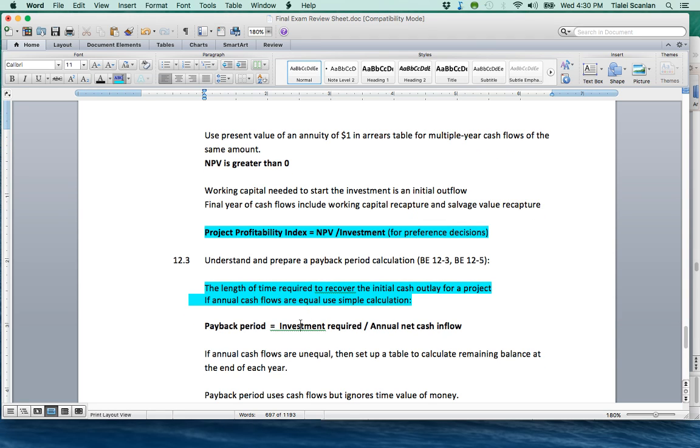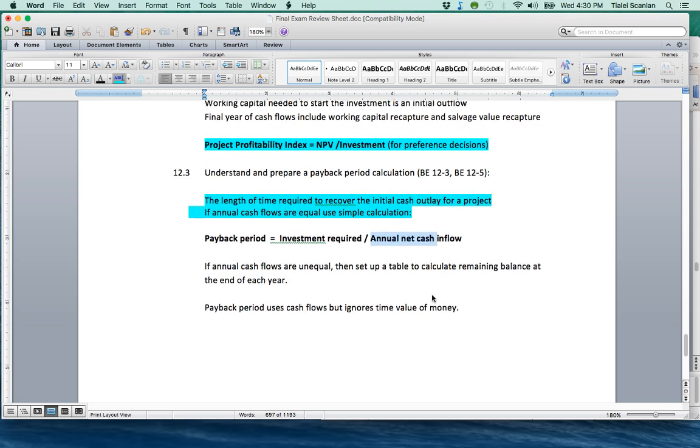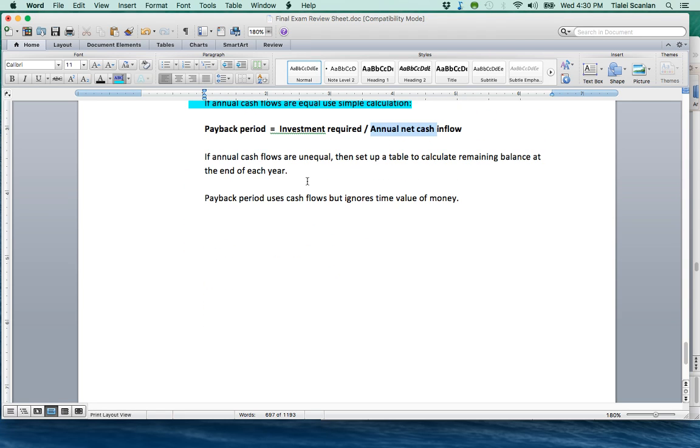So your investment required over the annual net cash inflow. And so this is if the annual net cash inflow was exactly the same every single year. If the annual cash flows are unequal, then set up a table to calculate the remaining balance at the end of each year.